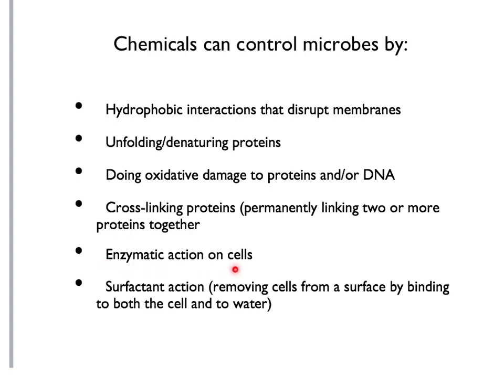So, enzymatic action on cells. This is certainly something that can control microbes in the environment. It's not super frequently used because enzymes are expensive and unstable and finicky for different conditions. They're not always very robust, but you do get uses sometimes, especially in the cleaning industry. You'll see cleaners that say enzymatic action, and sometimes that's important, and sometimes it just means that the enzymes are in there, but they aren't necessarily doing anything. And the last one is surfactants. These are things that remove cells from a surface by binding to the cell and binding to the water. So these are the different chemicals and how they can control microbes.